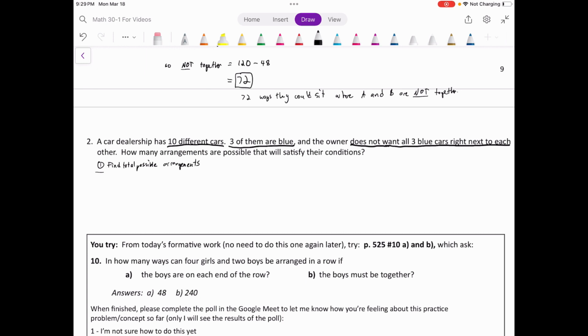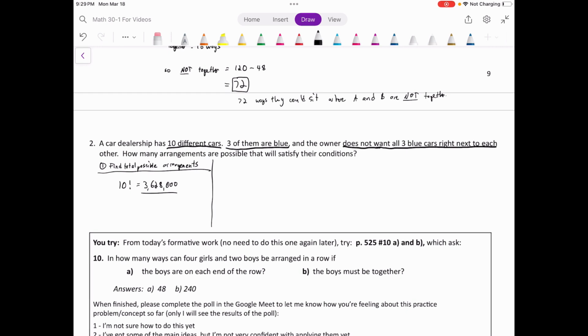Okay, well, there's 10 cars. How many ways are there to arrange 10 things? 10 in the first spot, 9 left for the second spot, 8 and on, right? It's 10 factorial. So that is 3,628,000. Okay, there we go. That's the total number of ways we could arrange those cars. And that includes the ones that we're trying to get, the ones where they're not together.